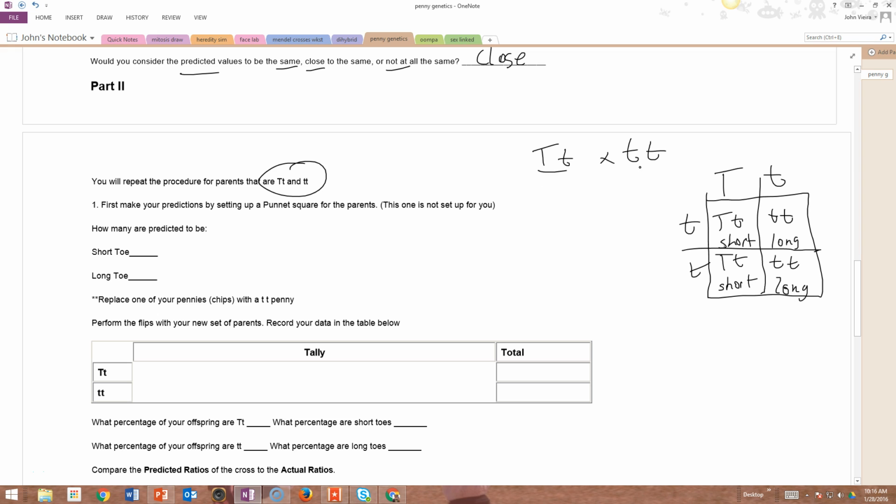Now, to do this with coins, you'd have to have one coin that has heads on one side and tails on the other. So if you flip it and you land heads, you get the big T, or the dominant for short. If you get tails, you get the little t, or for long toe.